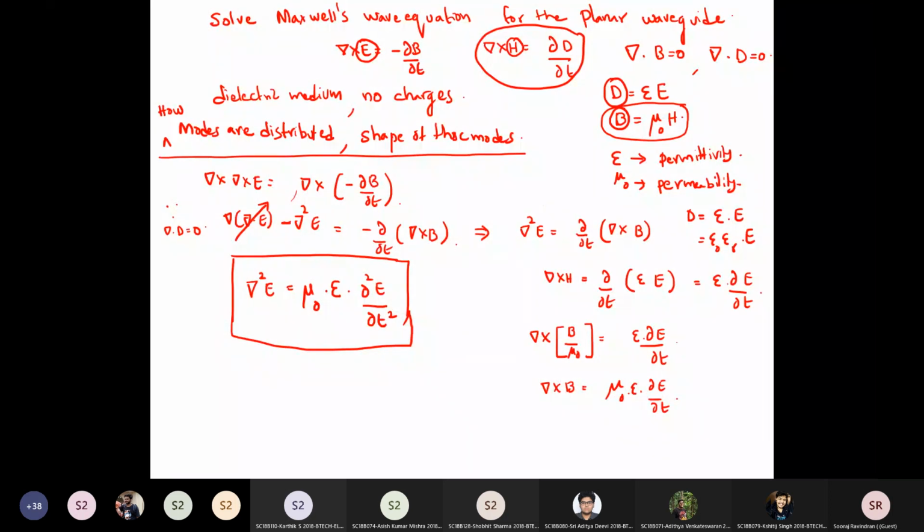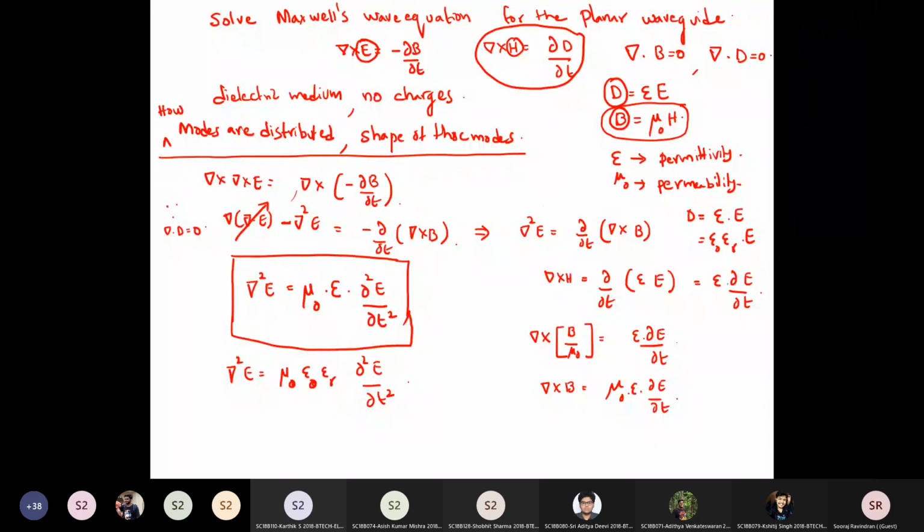All right, fine. Now this epsilon can be written as, so del square E is equal to mu naught into epsilon, which can be written as epsilon naught into epsilon r. So this can be written as epsilon naught into epsilon r into dou square E divided by dou T square. So mu naught into epsilon naught into epsilon r, where epsilon r represents the relative dielectric constant of the material of your optical waveguide.